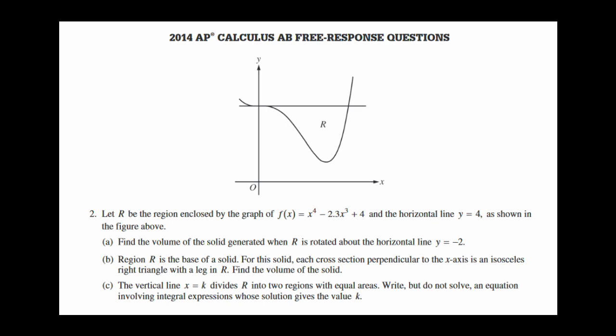So the problem provides the graph of R, and the problem reads, let R be the region enclosed by the graph of f of x equals x squared minus 2.3x plus 4, as well as the horizontal line y equals 4, as shown in the figure above. There are 3 parts in this problem, A, B, and C.